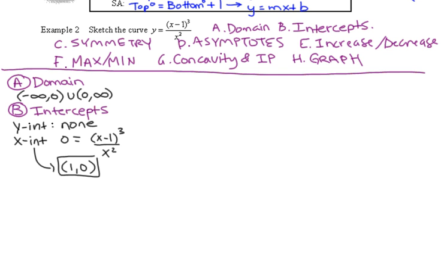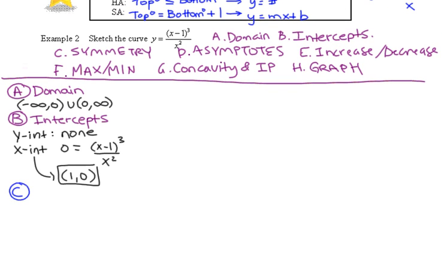C. Symmetry. Okay, how do we figure out symmetry? Some of you seem to struggle with this. You see if it's odd. So we plug in f of negative x, and we want to either turn it into negative f of x or f of x. If we can create one of those two, we got even or odd.